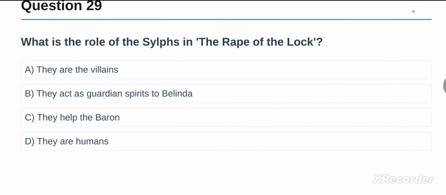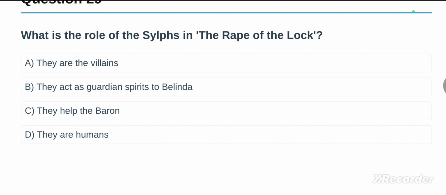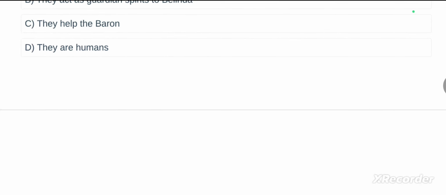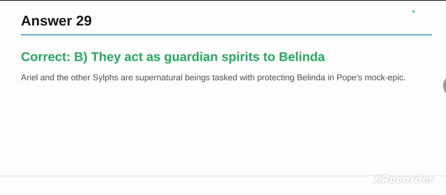What is the role of the sylphs in The Rape of the Lock? The answer is they act as guardian spirits to Belinda. Ariel and the other sylphs are supernatural beings tasked with protecting Belinda in Pope's mock epic.